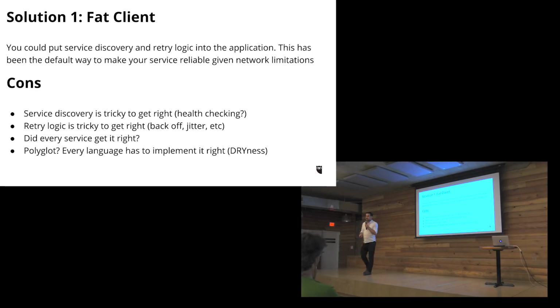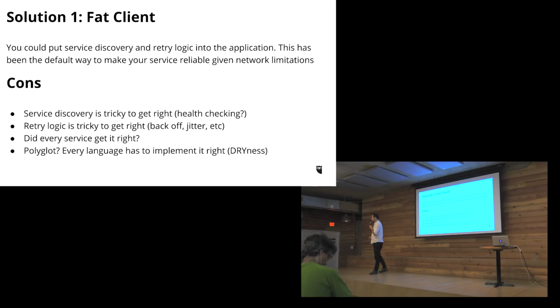So how many times do you retry? Should you back off on retries? Should you add jitter, like adding randomness to it, so that if you have a problem in your network or with a service, you don't make the problem even worse by constantly hammering it over each other? Also, did every service in your cluster get it right? Did every service code this properly? And what if you're a polyglot shop and you run Python and PHP and Scala and Golang? Did each of those languages and all those frameworks get it right? So it's actually pretty tricky.